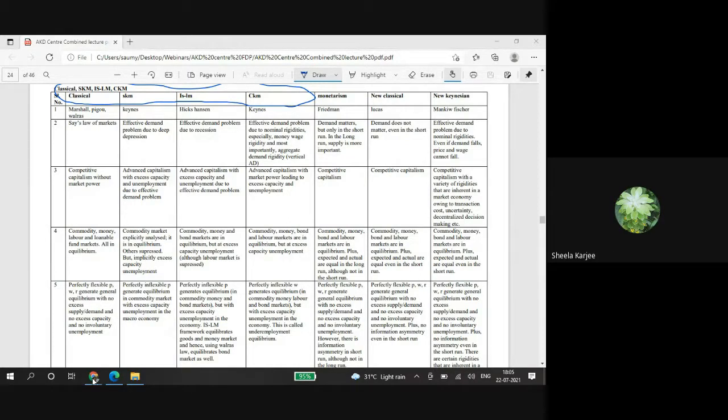My target is the last two columns today. But before we go, let us have a summary of what we discussed yesterday. You have this table, but still have a look. Number one, you have the classicals: Marshall, Pigou, Walras, and for Keynes, you have Keynes, Hicks, Hansen, Keynes for the complete Keynesian.